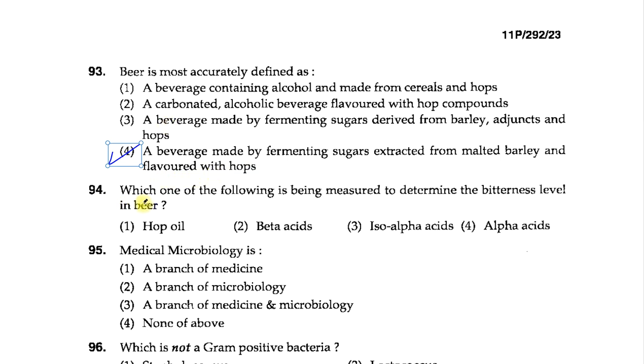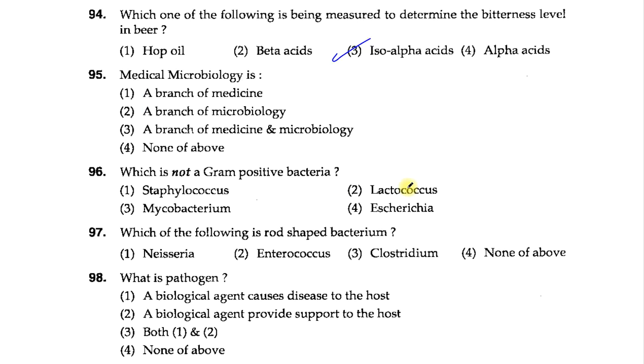Question number 94. Which one of the following is being measured to determine the bitterness level in the beer? 1. Hop oil, 2. Beta acids, 3. Iso-alpha acids, 4. Alpha acid. Here the option 3, iso-alpha acids, is the correct one.